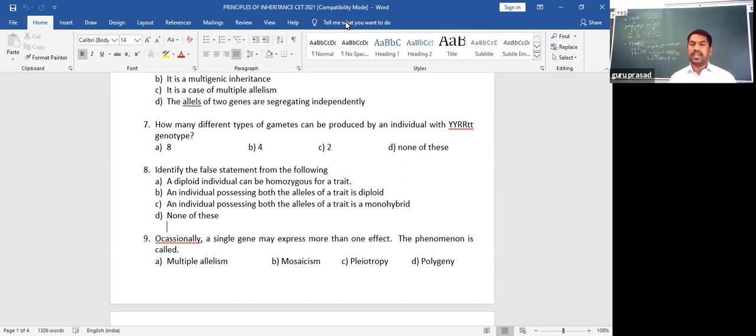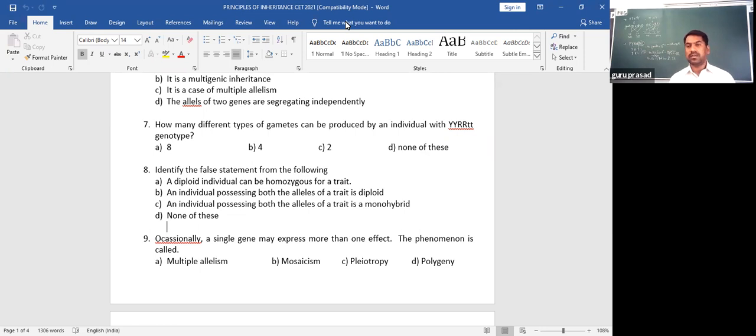Okay, so they may ask what is pleiotropism, or pleiotropism refers to, as a question, and they give different options like a single gene expresses more than one effect, or two or more alternative forms of the same gene, that is for multiple allelism. So the above statement is not for multiple allelism.